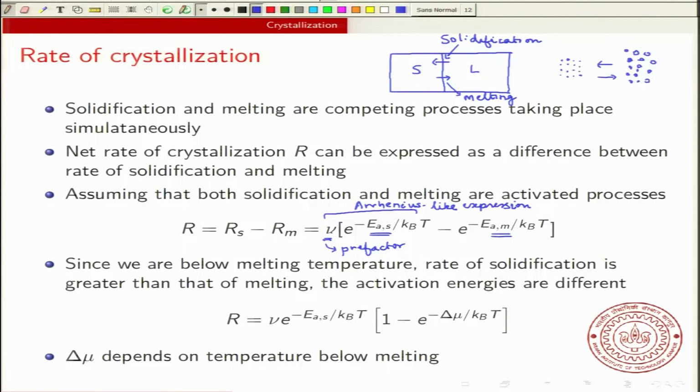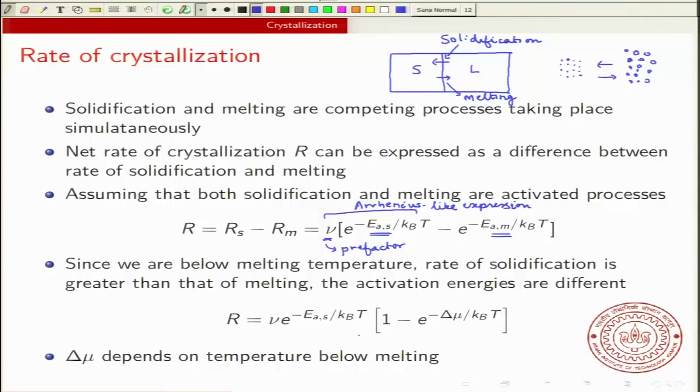And if you remember your elementary kinetics, you learnt that this prefactor is related to some sort of frequency of oscillation. It tells you how these atoms vibrate either in the liquid or the solid. So there is some fundamental vibration frequency which sets this prefactor, and in this simple picture, we are just assuming that both of them are the same. Again I should emphasize that this is just one very simple way to look at the rate of crystallization. It is a very generic way, but it is a highly simplified expression.